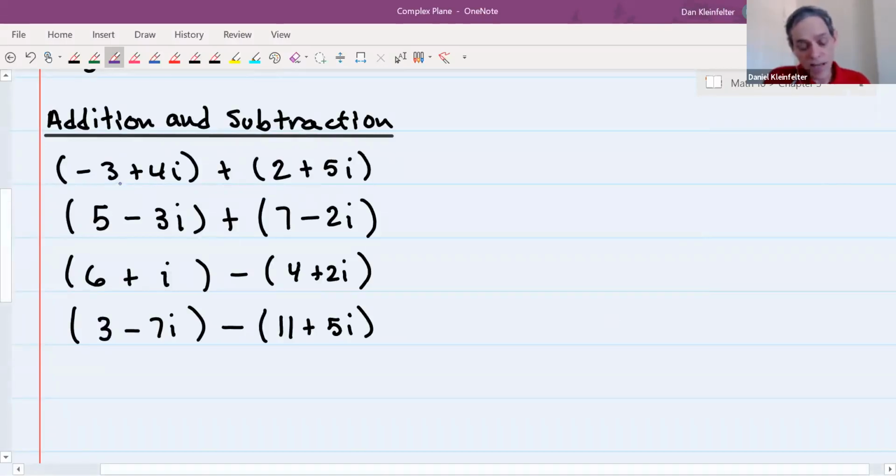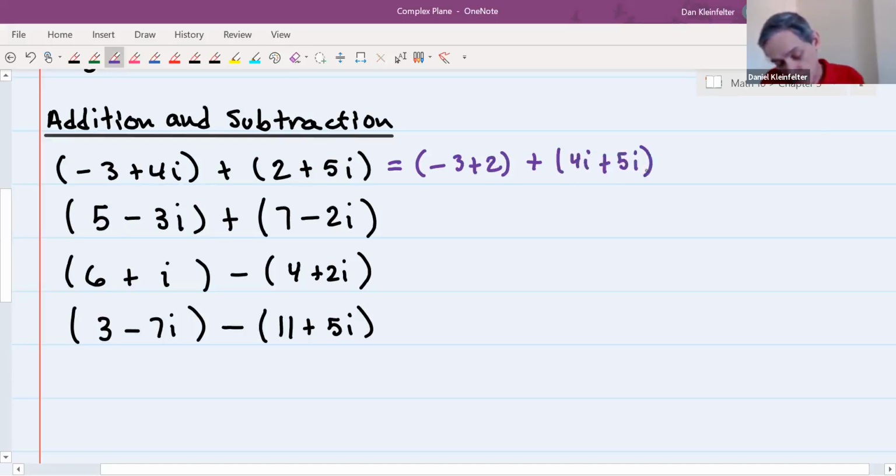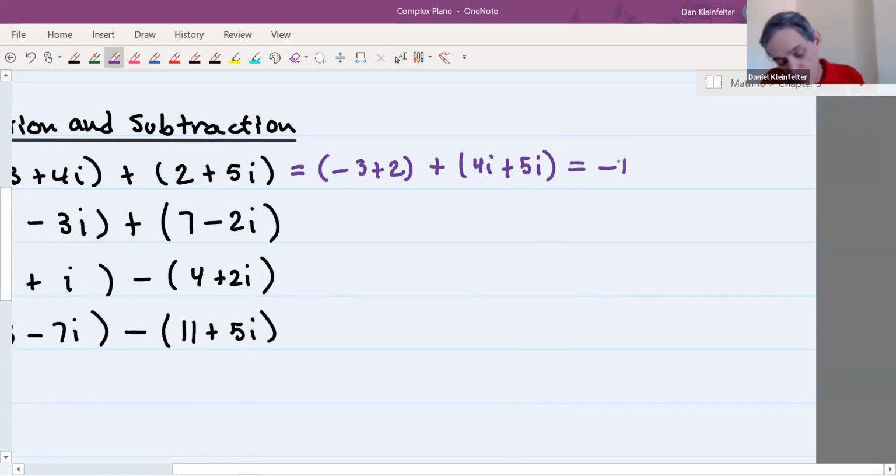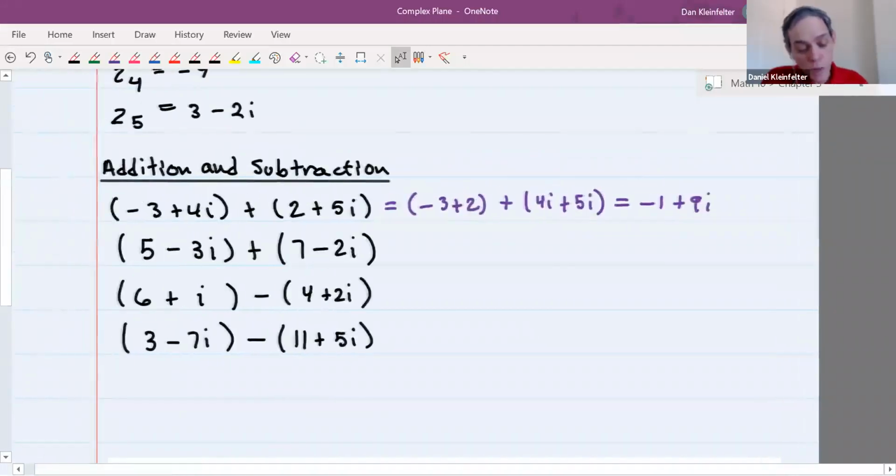So for this one, we have -3 plus 4i. We're going to add to it 2 plus 5i. Adding the real parts first, -3 plus 2. I'll write out all the details on this first one. We'll add together the real parts. And then for the next piece, 4i plus 5i, we're adding together the imaginary parts. So this will give us -1 plus 9i. Okay, so that's it. So we're adding together complex numbers by adding together the real parts and the imaginary parts.